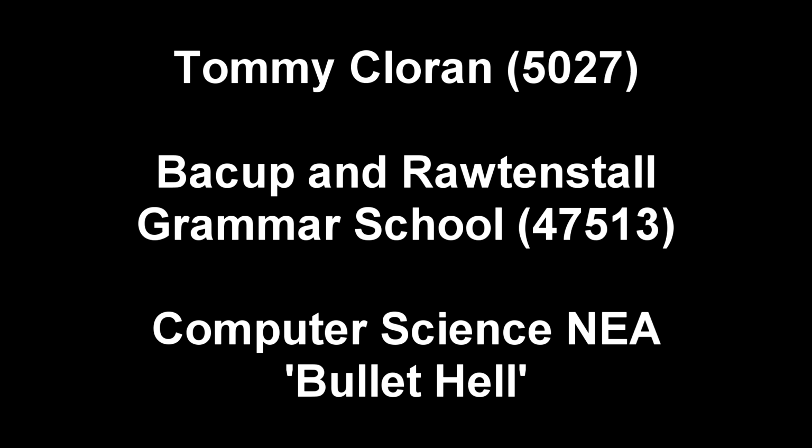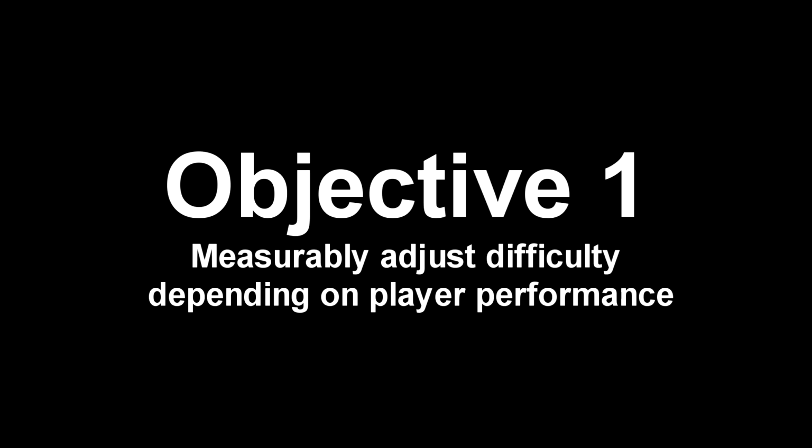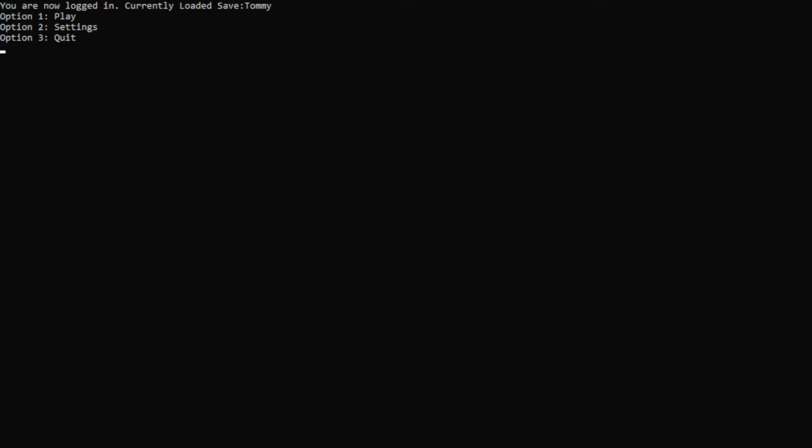Hello, this is the testing video for my computer science NEA project, Bullet Hell. I'll be going through my objectives one by one in order and showing you how they work. The primary objective of my program is to measurably adjust difficulty of a bullet hell shooter depending on the player's performance. So I'll be showing you how I've achieved objective 1. That's measurably adjust difficulty depending on player performance.